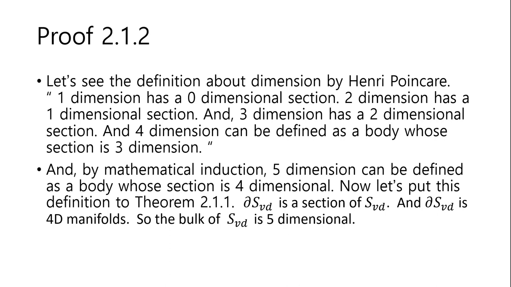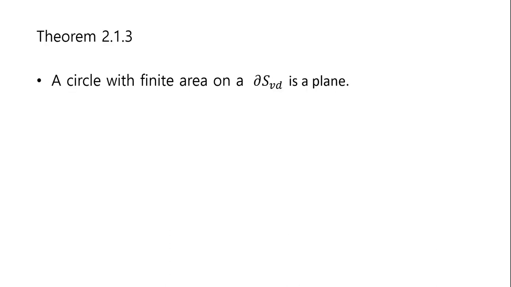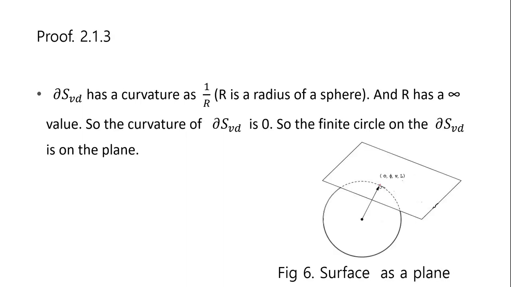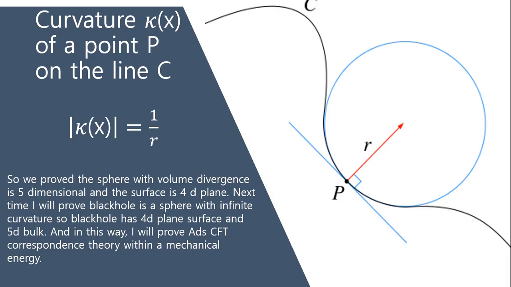Now let's put this definition to Theorem 2.1.1. Delta S3D is a section of S3D, and delta S3D is a 4D manifold, so the bulk of S3D is 5-dimensional. Theorem 2.1.3. A circle with finite area on a DS3D is a plane. DS3D has a curvature of 1 over R, and R has an infinite value, so the curvature of DS3D is 0, so the finite circle of the DS3D is on the plane. So we proved the sphere with volume divergence is 5-dimensional and the surface is a 4D plane.